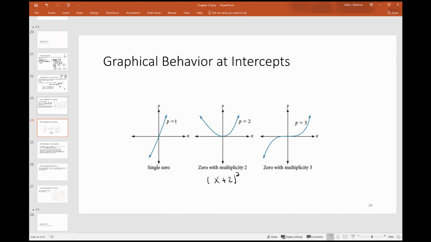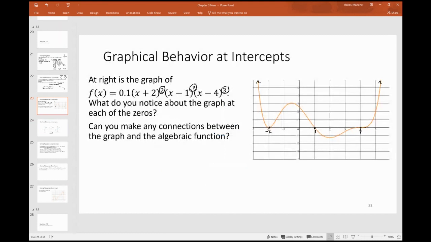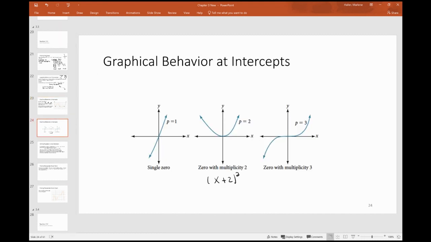With a multiplicity of 3, which one had 3? Let's go back. It was the x minus 4 was cubed, x minus 4 to the 3rd power. Look, right near the zero, the graph resembles the cubic function, okay? Now, what do you think would happen if we made these exponents larger? They would just linger a little bit more, right?